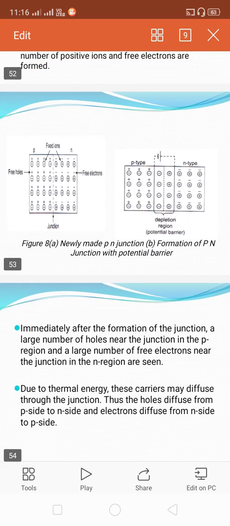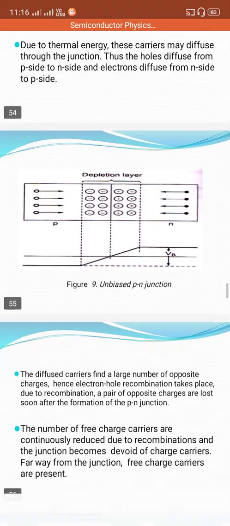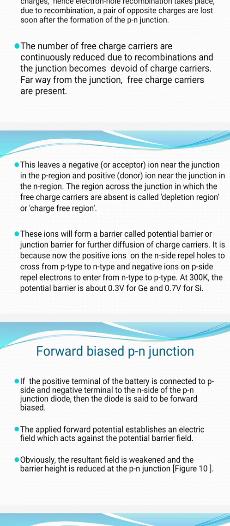If we do not connect any battery, then we cannot expect any flow of current through them. The number of free carriers is continuously reduced due to recombination, becoming depleted of charge carriers. That's why in this unbiased system, no current flows in the circuit. And the potential barrier, as we mentioned, is about 0.3 volt for germanium, whereas it is about 0.7 volt for silicon.